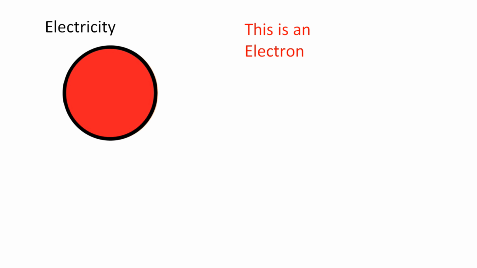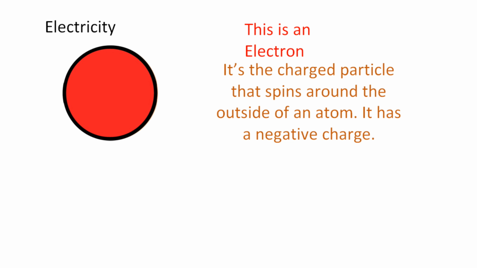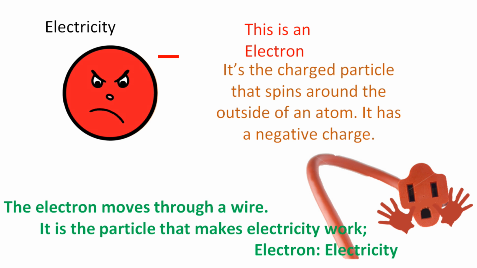Electricity. What is that stuff? So, this is an electron. It's a little red dot. I've drawn it very big so we can see it, because electrons are microscopic in size. Electrons have a negative charge. It's a negatively charged particle of energy that spins around the outside of an atom. And so we don't forget that, we'll draw him with a negative attitude as well, so we'll recognize him when we see him. The electron moves through a wire, and it is the particle that makes electricity work. So the electron gives us the word electricity.